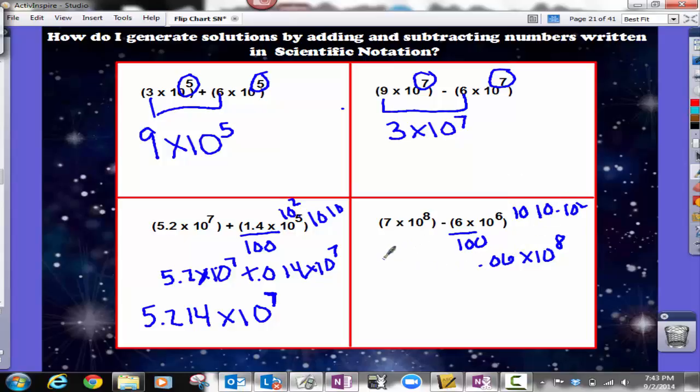Now I'll come back over here, 7 times 10 to the 8th minus 0.06 times 10 to the 8th. So again, all I'm going to do is subtract, 7 minus 0.06. I'm just going to subtract these two, and that's going to give me 6.94 times 10 to the 8th power, because I was able to raise up the 6 to the 8 by dividing this factor here by 100.